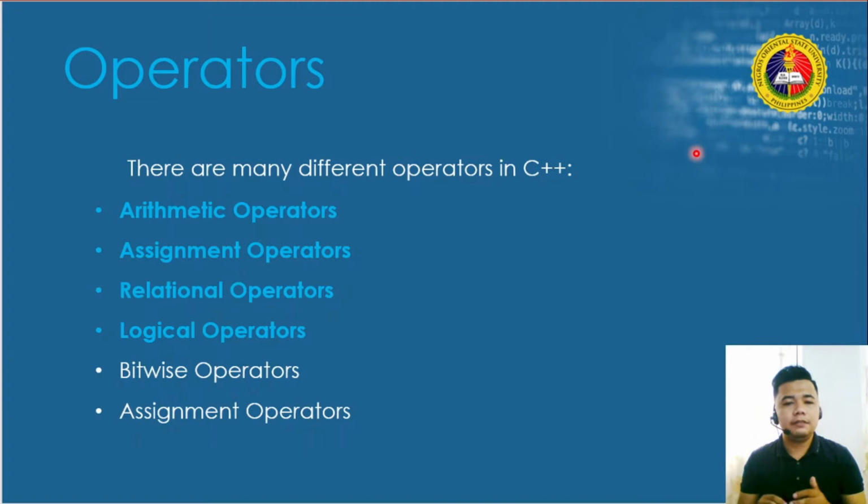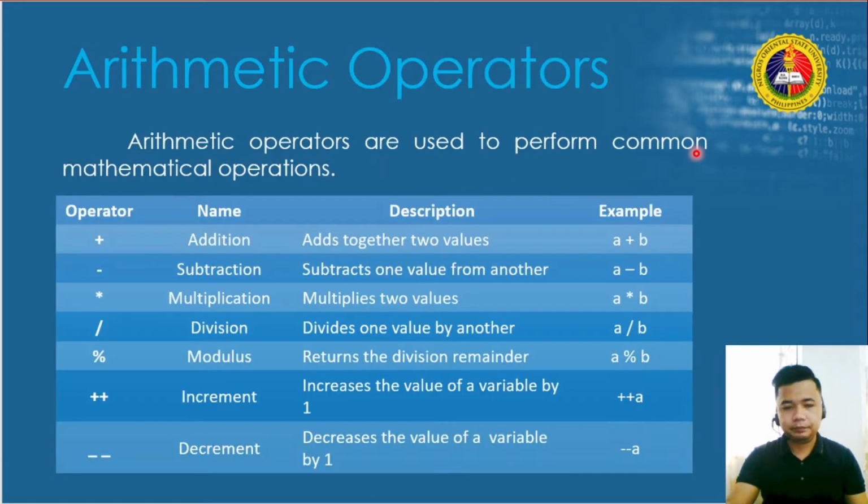There are many different operators in C++. We have arithmetic operators, assignment operators, relational operators, logical operators, and bitwise operators. However, for this course, we are just going to focus on the four main operators of C++. So we have arithmetic operators, assignment operators, relational operators, and logical operators. Again, we are going to start our discussion with arithmetic operators.